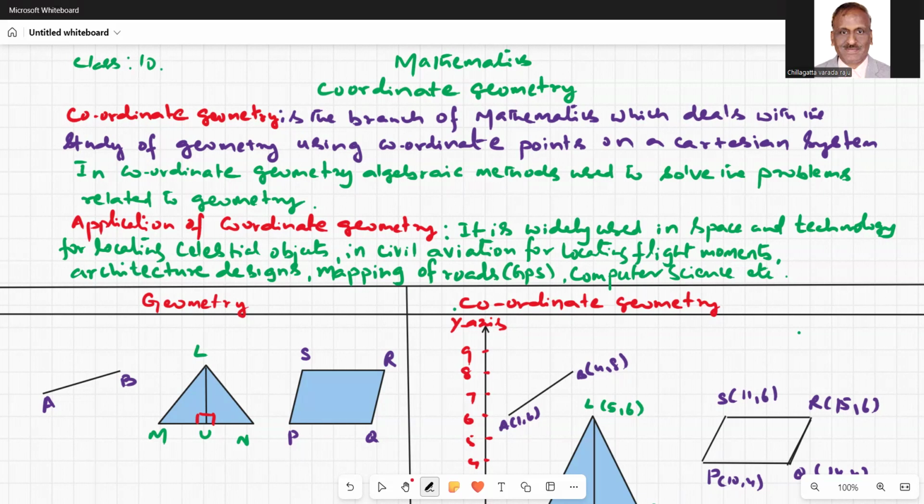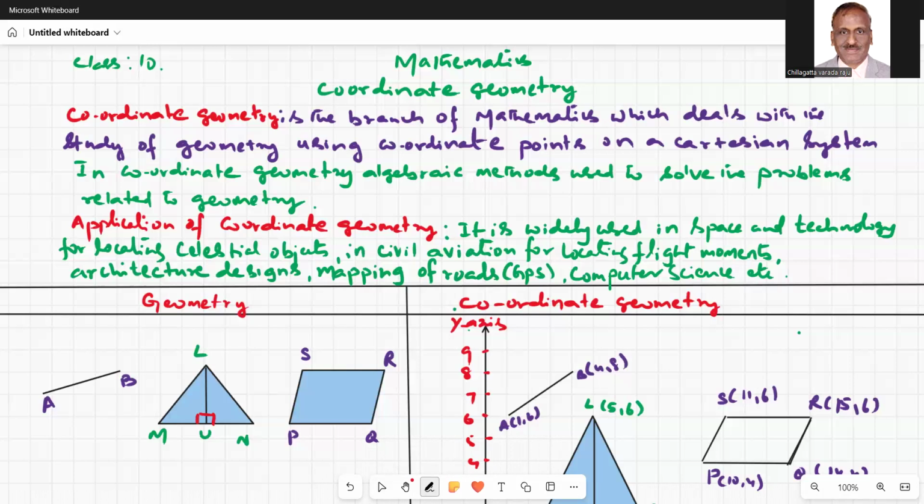And where do we use coordinate geometry in day-to-day real life situations? Shall we discuss that? Okay. In day-to-day real life, it is widely used in space and technology for locating celestial objects, in civil aviation for locating flights, for architectural designs, in mapping of roads in GPS, and in computer science. And there are so many other fields also where coordinate geometry is used. Few fields I have mentioned here.